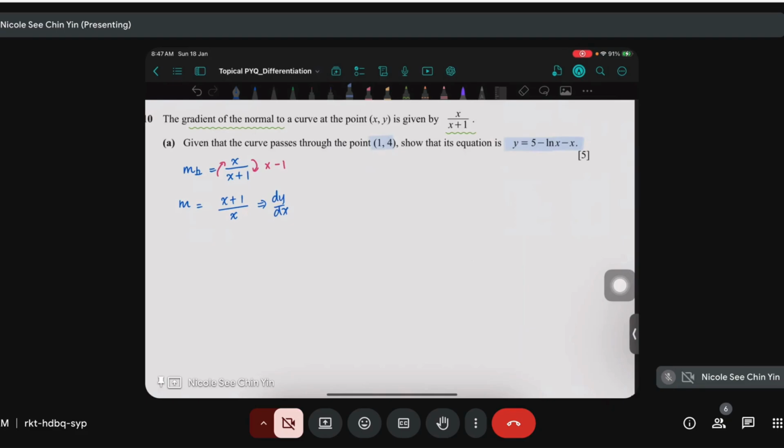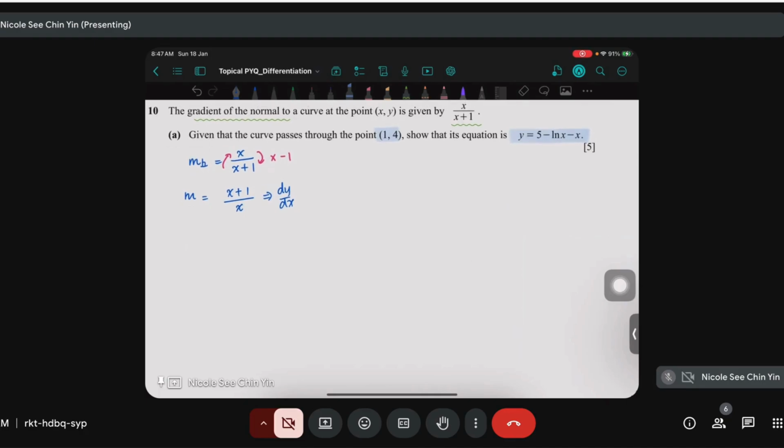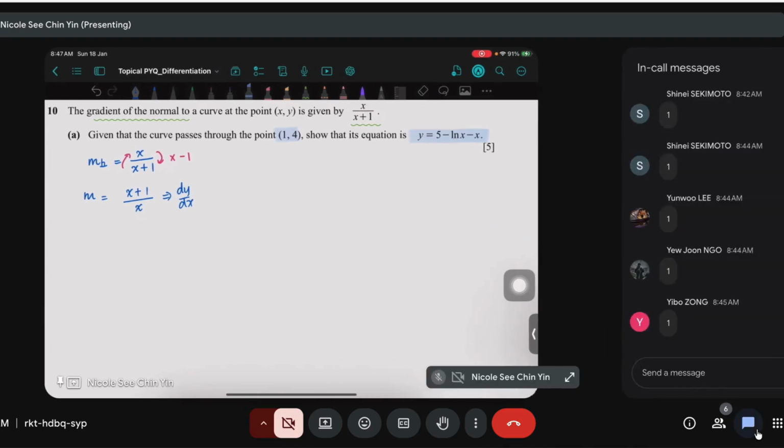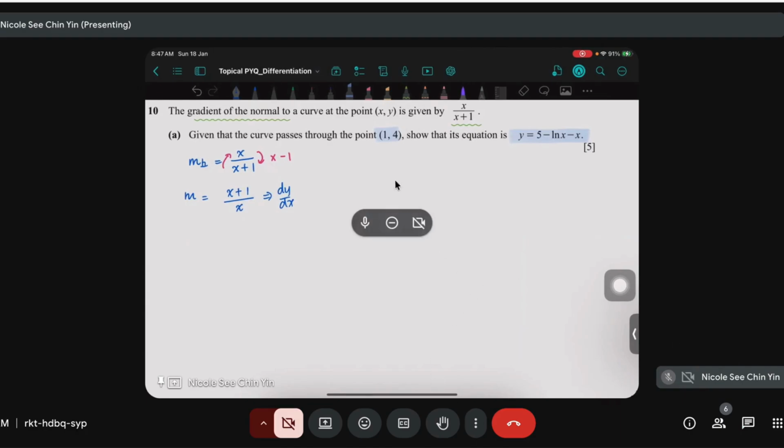I know some of the classes are not yet into integration. So may I ask, Oxford, have you done your integration or not yet started? Oxford and Imperial. Not yet. Imperial? You, June? Okay. This is the second part of the integration because I want to do B for differentiation. So I will start a little bit, you just bear with me.